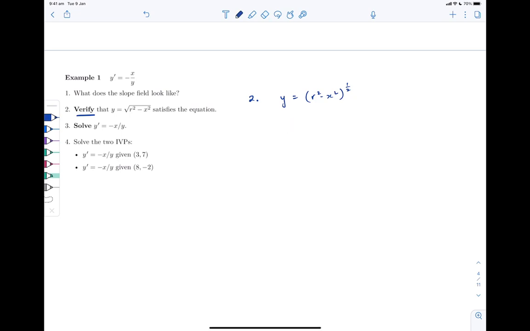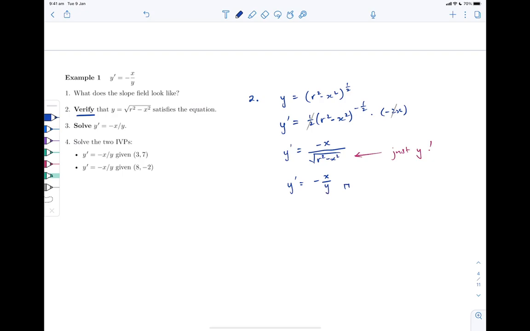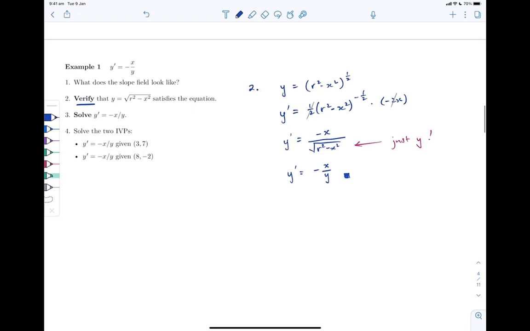That's what y is. And now y dash, if I differentiate it, is half of that, right, times negative 2x. We get a bit of cancellation here. And so we're left with negative x over square root of r squared minus x squared. Right, but this denominator is just y. And so we've got y dash equals negative x over y. Done. That's what we were expecting. Satisfies the differential equation.